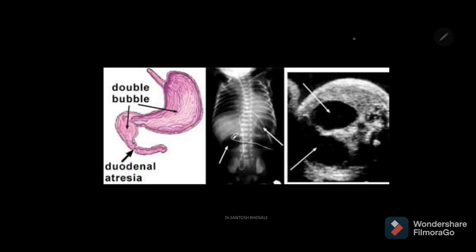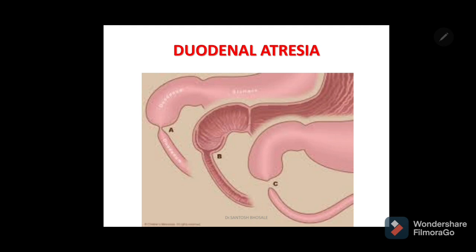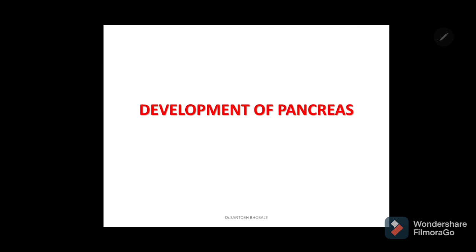And you can see the duodenal atresia presents as the double bubble sign on the radiogram. This is the duodenum and stomach. You can see the two bubbles there on USG. Double bubble sign indicates the duodenal atresia. You can notice there, this is the duodenal atresia. These are different types. And this is the duodenal atresia. So that's about the development of the duodenum.